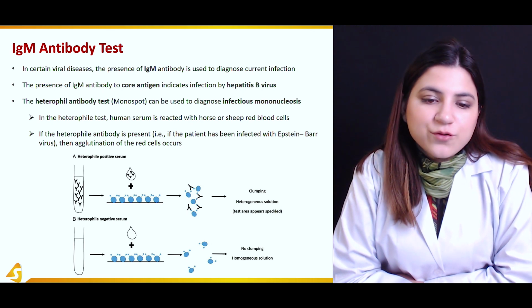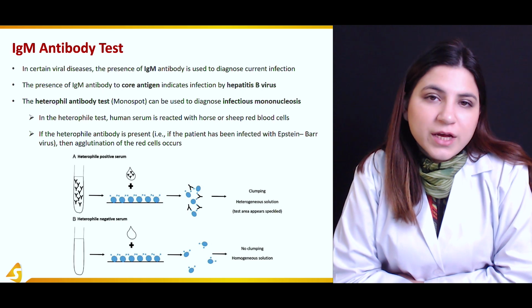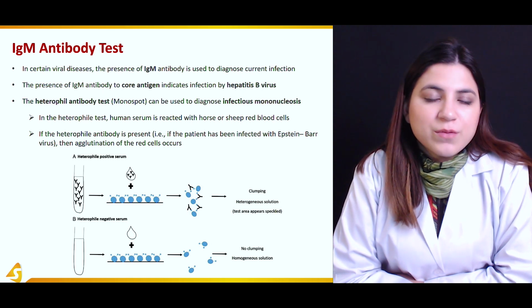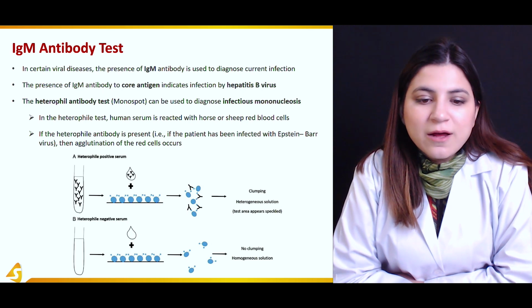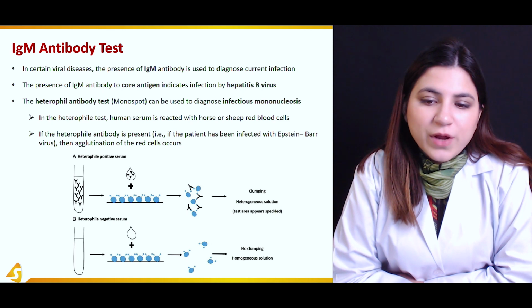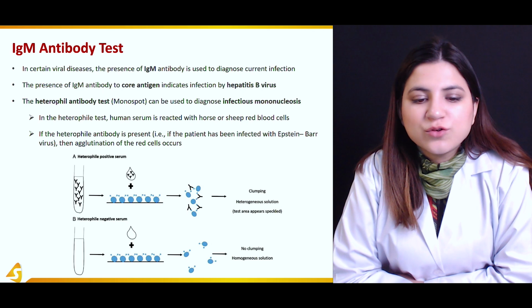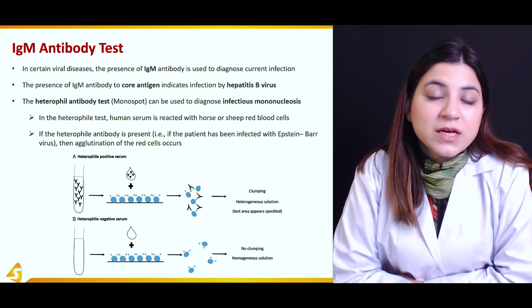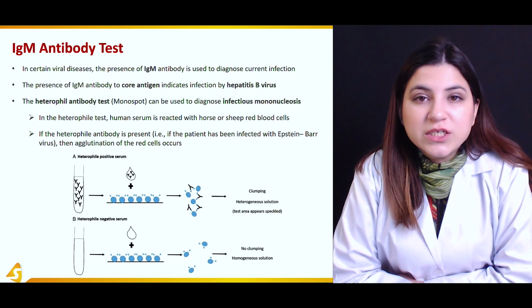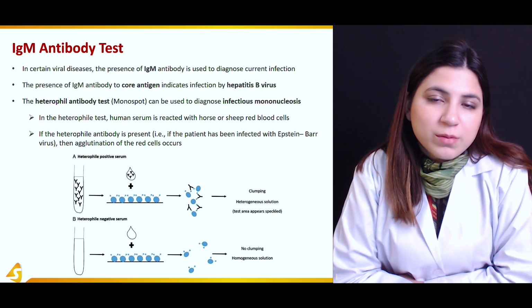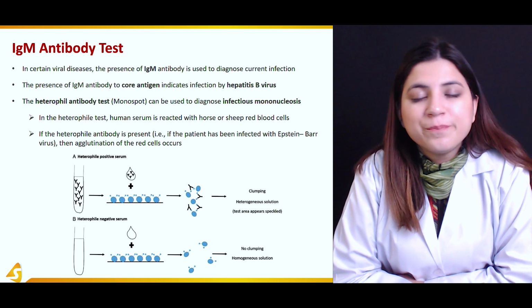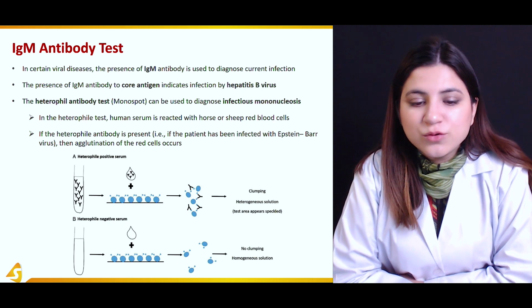Then we have the heterophil antibody test, also known as monospot. This can be used to diagnose infectious mononucleosis. In the heterophile test, the human serum is reacted with horse or sheep red blood cells. If the heterophile antibody is present, that is, if the patient has been affected with Epstein-Barr virus, the agglutination of red blood cells will occur, and we can actually visualize that agglutination.